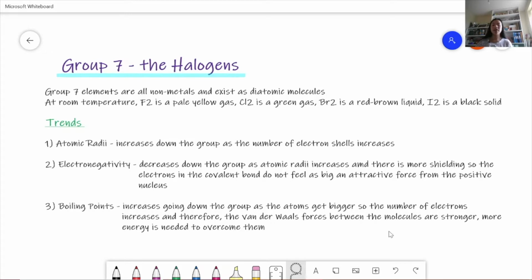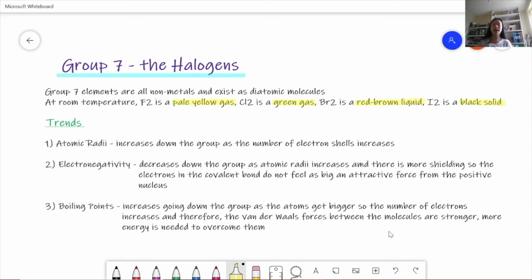At room temperature, fluorine is a pale yellow gas. Chlorine is a green gas. Bromine is a red-brown liquid, and iodine is a black solid. So these are really important to remember, because you can be asked about it, or when you're forming equations, sometimes you need stuff in their standard states. So, for example, when you're doing questions about Hess's law, maybe, you need to remember that fluorine and chlorine are gases, bromine is a liquid normally, and iodine is a solid.